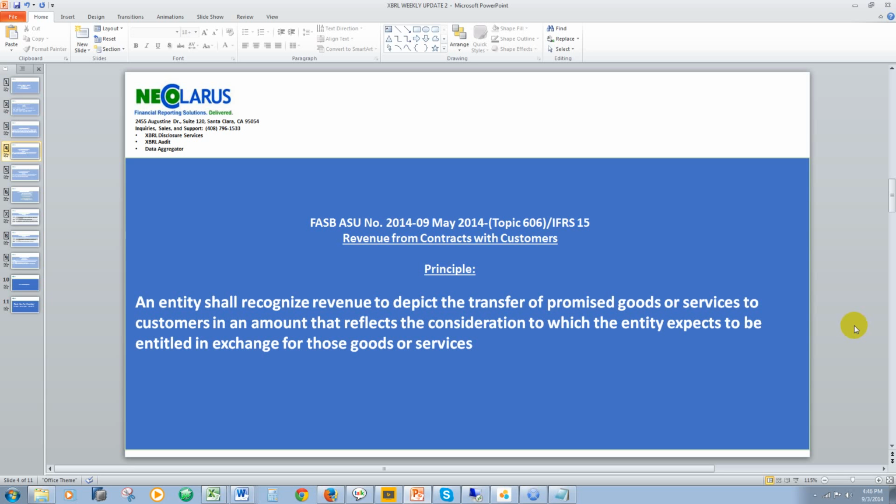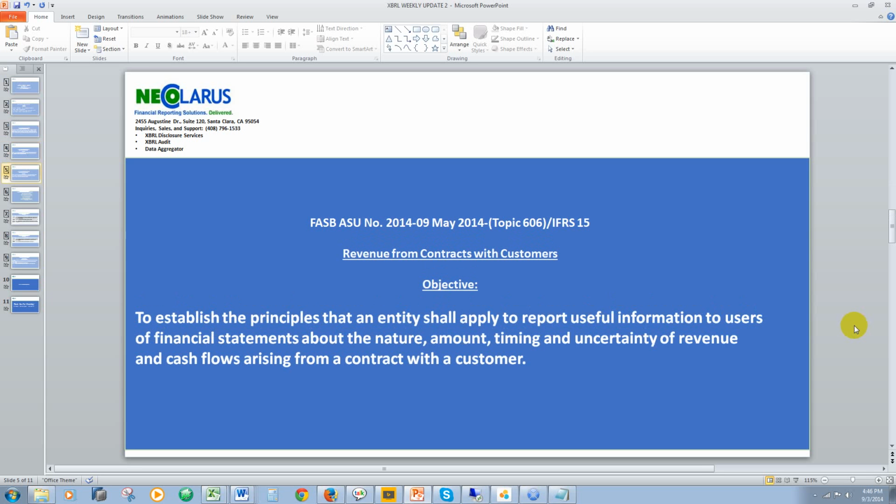And so let's look at the objective. The objective behind this was to provide the users of the financial statements important and useful information about the nature, amount, timing, and uncertainty of revenue and cash flows arising from a contract with a customer.